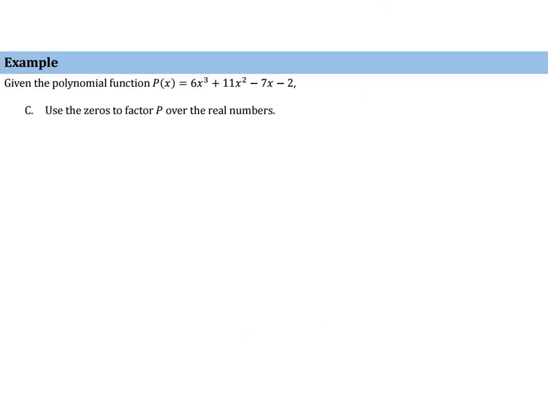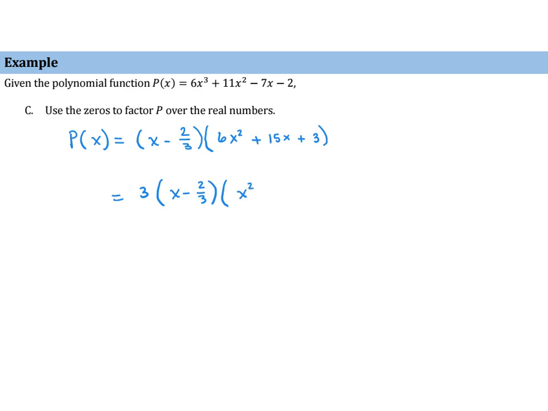So here we are going to factor our polynomial, which we've already started to do. P of x equals x minus 2/3 times, we had 6x squared plus 15x plus 3. Now, we noticed that there was a 3 in each one of those terms, so let's factor out that 3 in front. So 3 times x minus 2/3, and then we had x squared plus 5x plus 1.